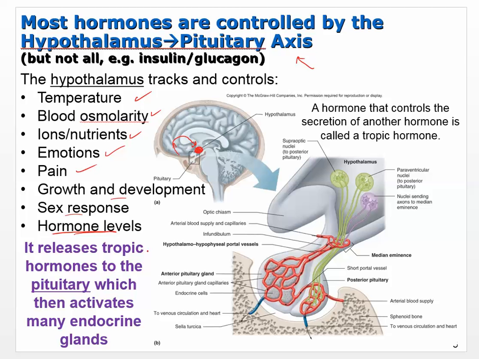So the hypothalamus releases tropic hormones to the pituitary, and then the pituitary releases other tropic hormones, which will activate the actual gland. I want to add that I usually don't make a big deal about anterior versus posterior, because most hormones are released from the anterior pituitary. The only two that are released from the posterior are vasopressin, which we also know as antidiuretic hormone, ADH, and oxytocin. Those are the only two released from the posterior that we'll ever talk about.